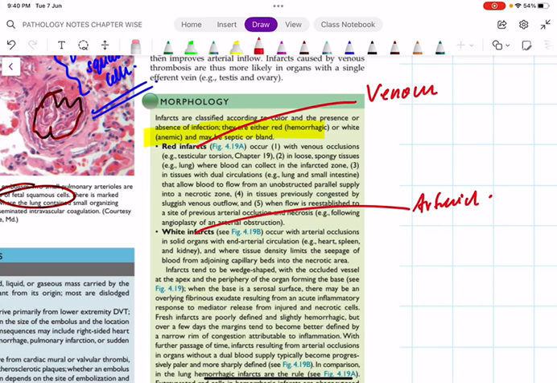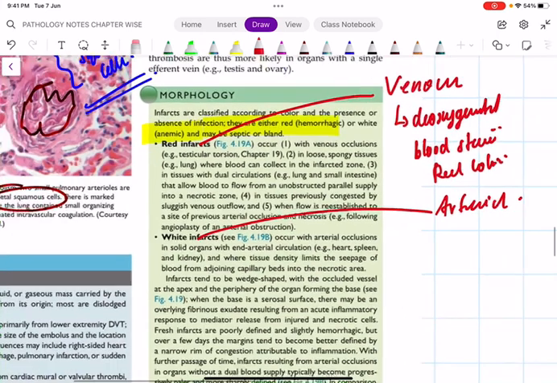Red. Why venous? Venous blood is deoxygenated blood. Deoxygenated blood, blood stasis, so you will get red color. Artery, there is no venous stasis. Am I right? So it is white. Remember like this: red infarct occurs with venous occlusions. Example, testicular torsion.